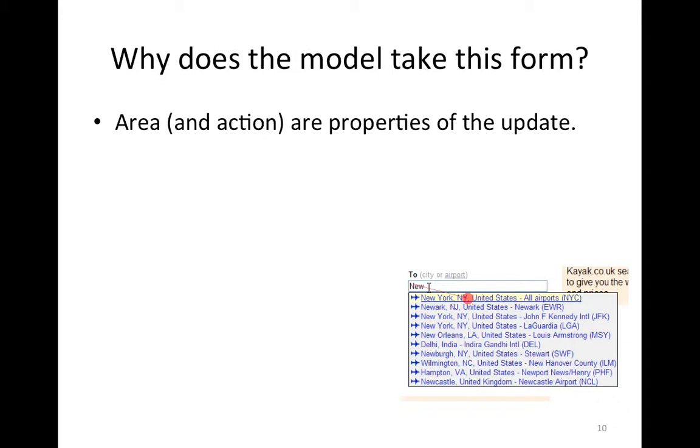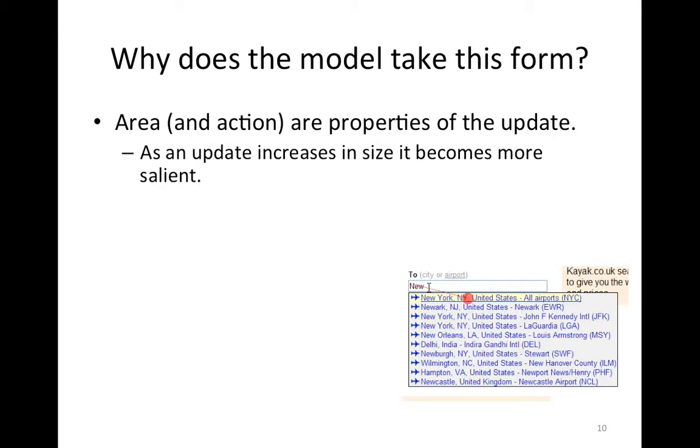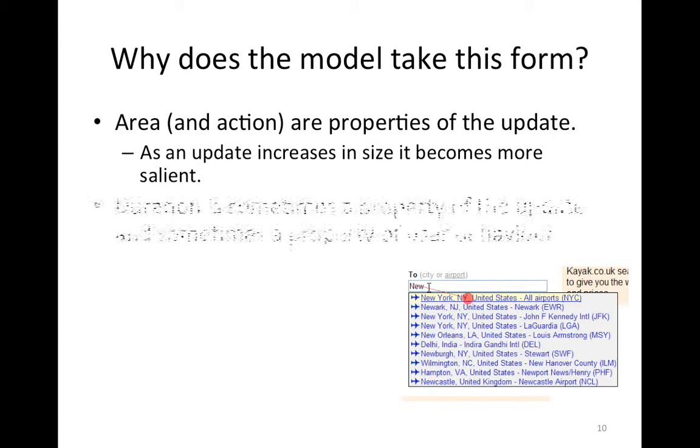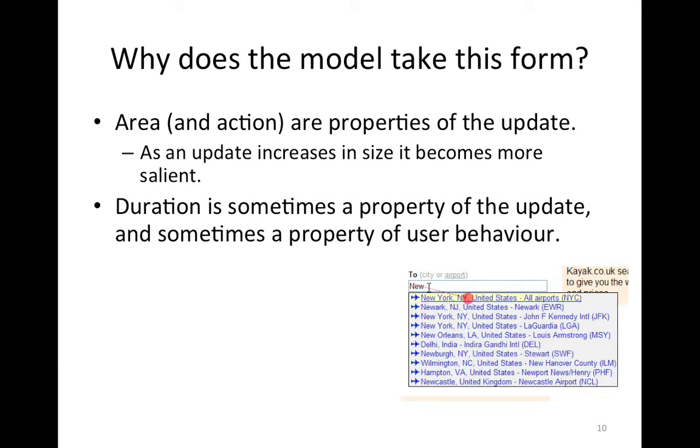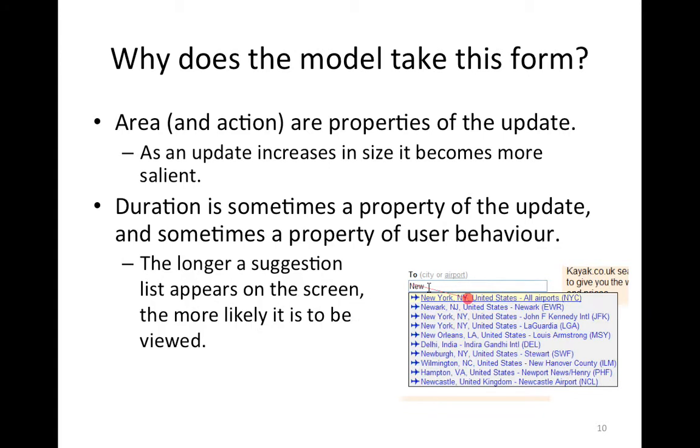Area, so how large it is, and the action used to initiate it are properties of the update. So these are set by the developer. As an update increases in size, it becomes more salient. Duration is sometimes a property of the update and sometimes a property of user behaviour. So it is possible for the developer to set the duration it would appear on the screen, but it's also sometimes a property of user behaviour.